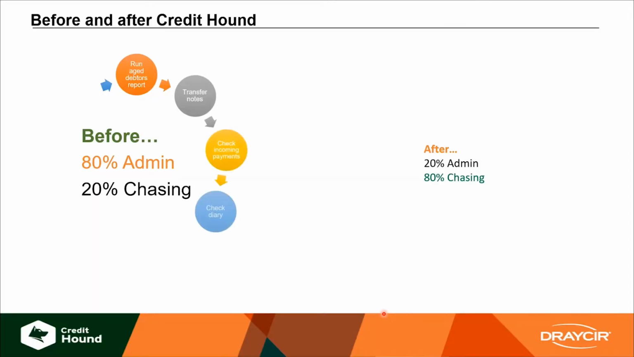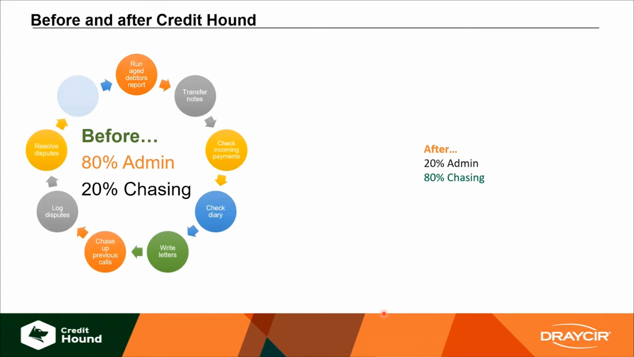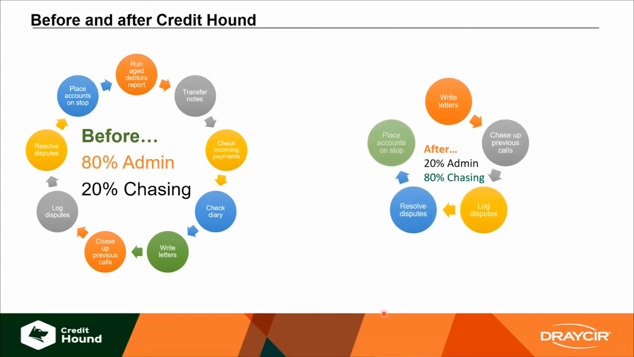So just a little thing on credit control. What we tend to find before we use Credit Hound is that this is our standard credit control cycle, mainly using Sage 200. So very admin heavy, and you actually don't end up doing a lot of chasing. So you can see it's all about running the Sage debtors, doing all these notes, all of this business, and then, you know, very admin heavy. After Credit Hound, we try and take the admin down so you can spend more time chasing the accounts that owe you money so you can get paid quicker.